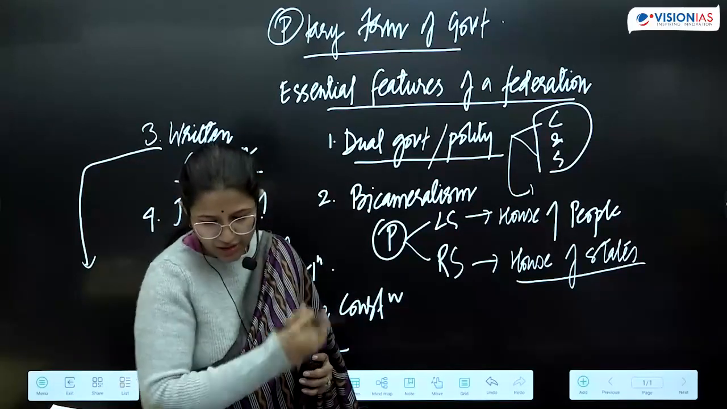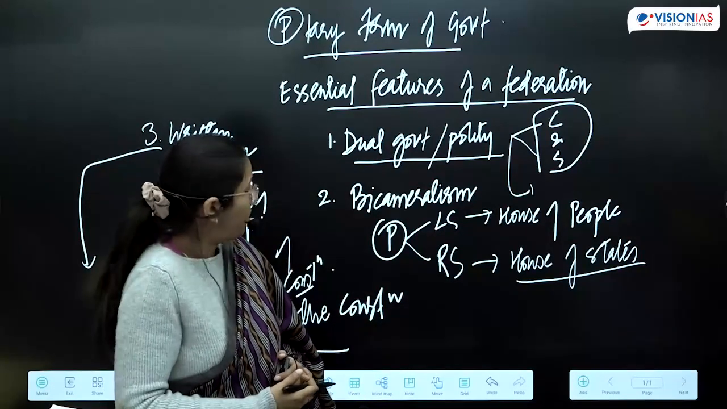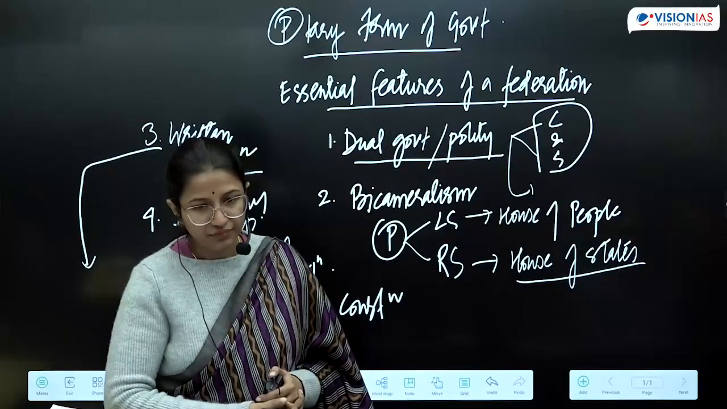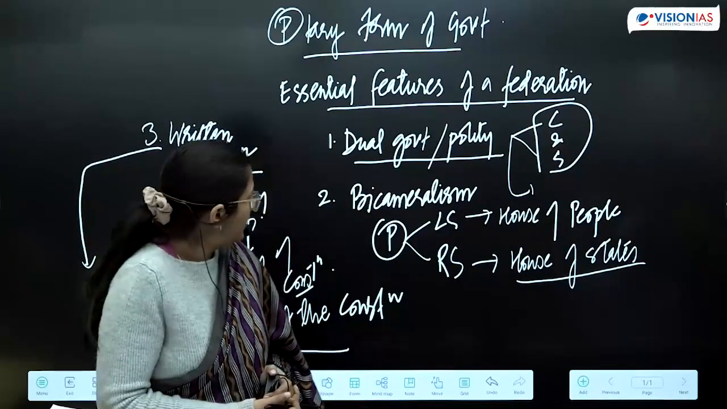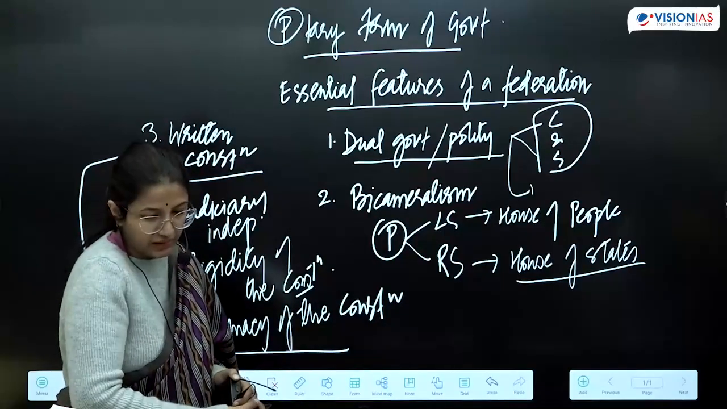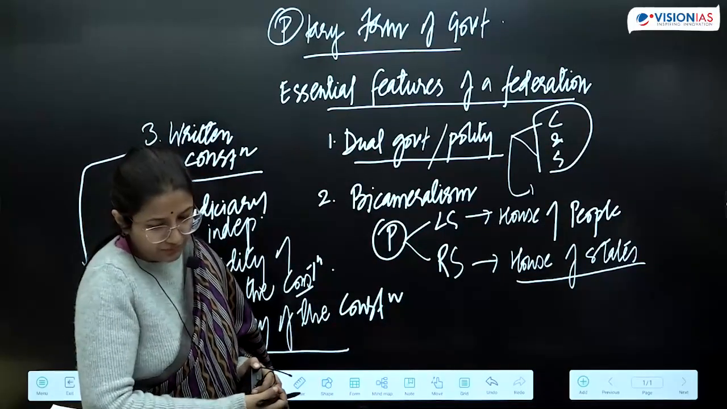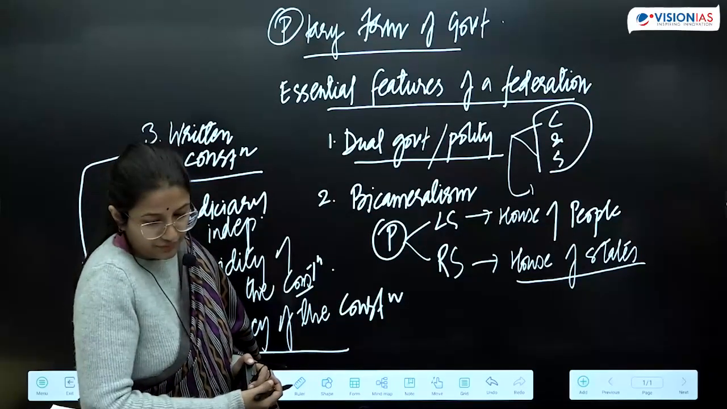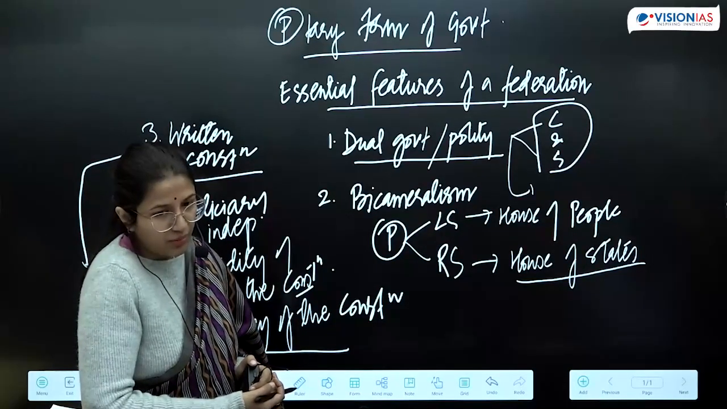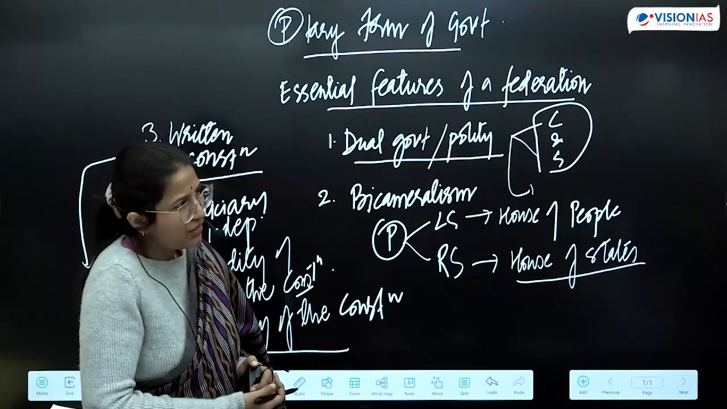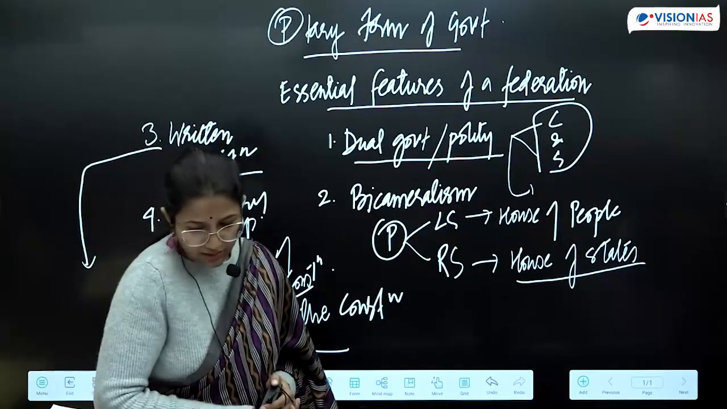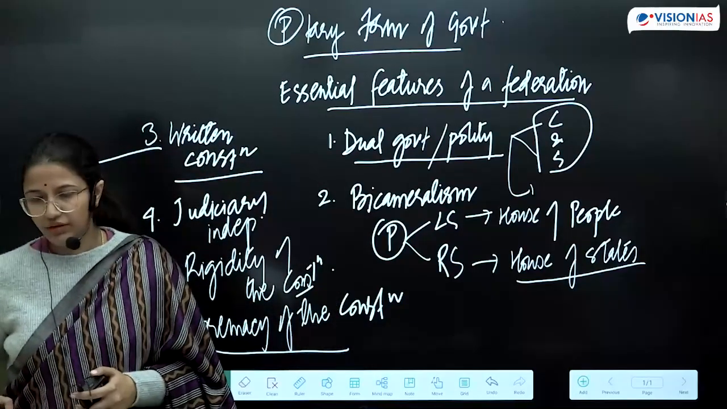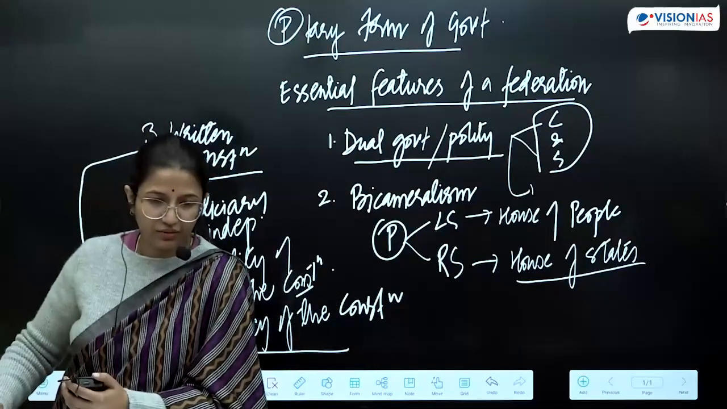Essential features of a federation. Point number 1, dual polity. Dual polity, put a hyphen, presence of national and regional government.